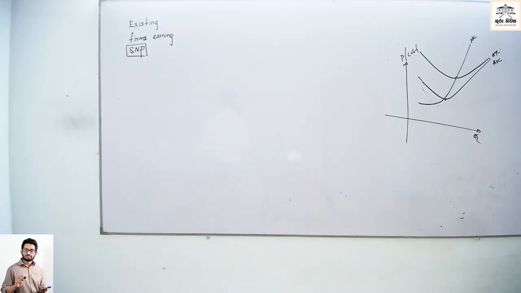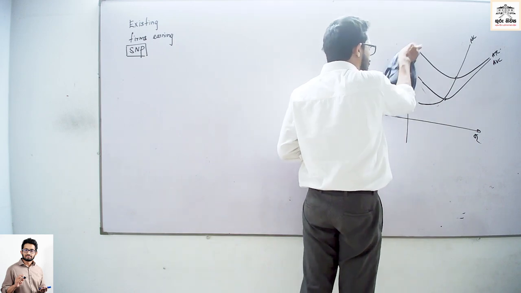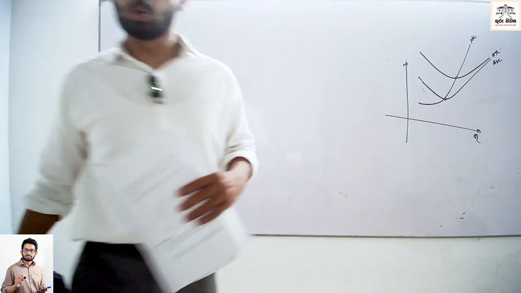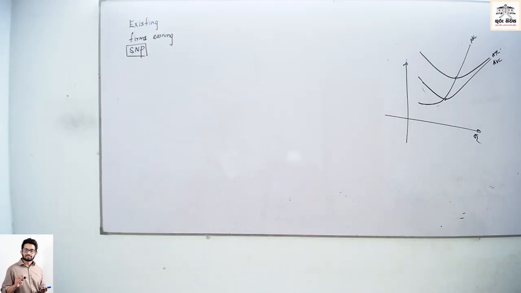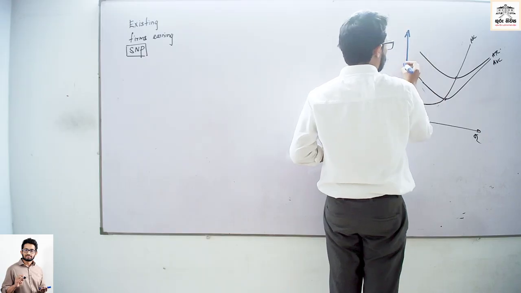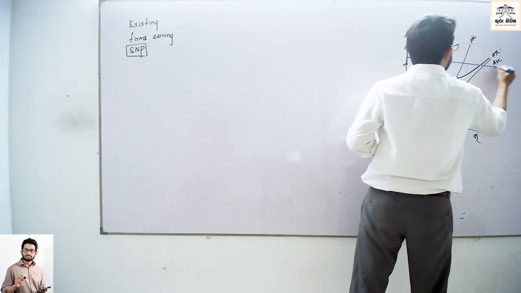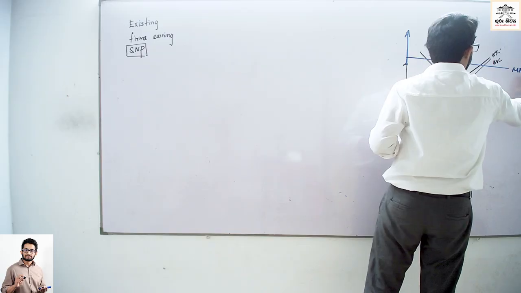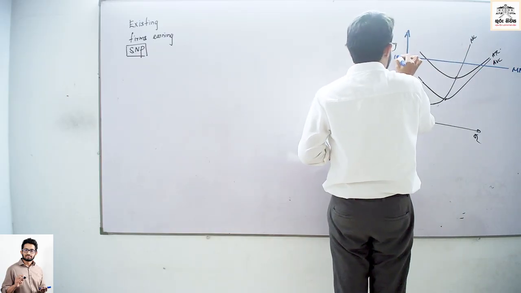When a firm earns supernormal profit, price should be greater than average total cost, right? Am I correct or wrong? Yes. It means when a firm earns supernormal profit in the short run, the market price should be greater than the average total cost. This is MR, the price of the product. Assume the market price is 100 rupees.